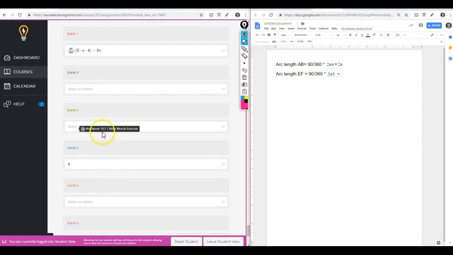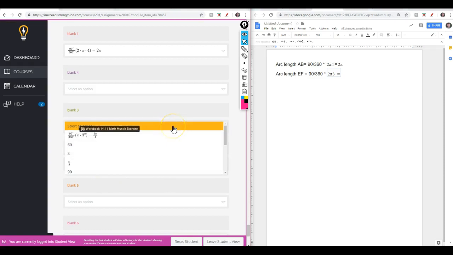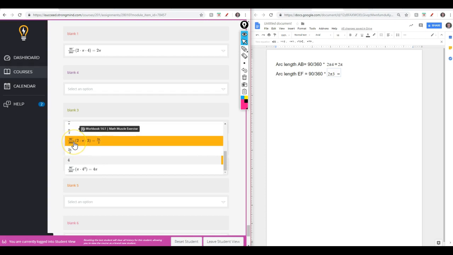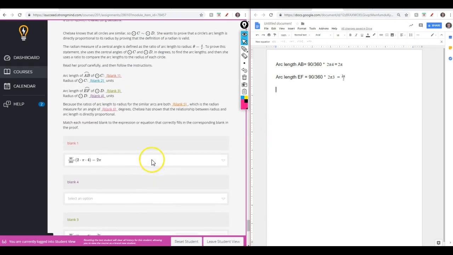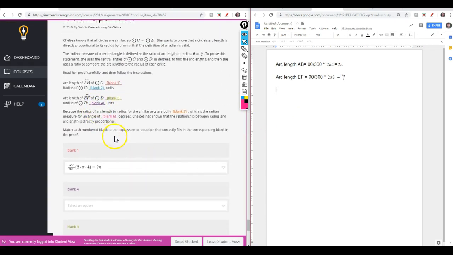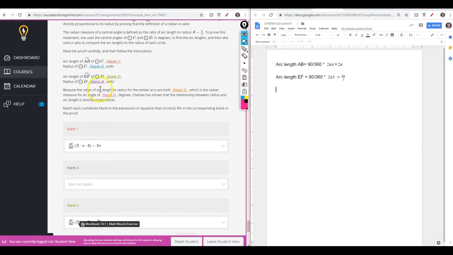So for blank 3, I'm looking for 90 divided by 360 times 2 pi times 3, which is 3 pi halves. And now the radius, which was 3, so blank 4 is 3.